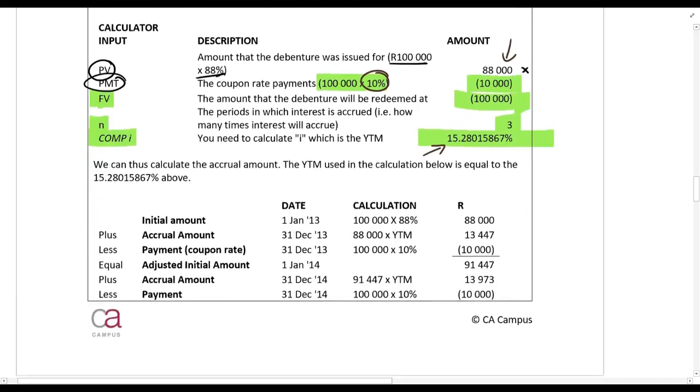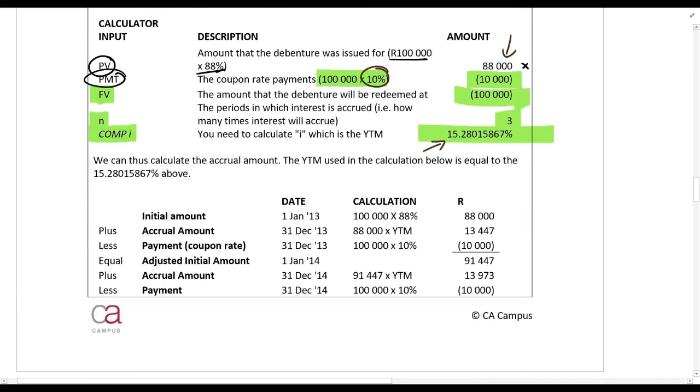So what I want you to see now is, if you've never seen the calculation like this, manually, this is what your calculator does, but you need to understand. So we start our calculation, adjusted initial amount, 88,000 rands. That's the present value. Plus the accrual, which is again the adjusted initial amount times the yield to maturity. So the yield to maturity is this 15.28015,867. Right, gives us 13,447. Less our payment, which is the coupon rate, times the face value of the debenture, so 10,000. Right, so that gives us a new adjusted initial amount. So this is all for 2013.